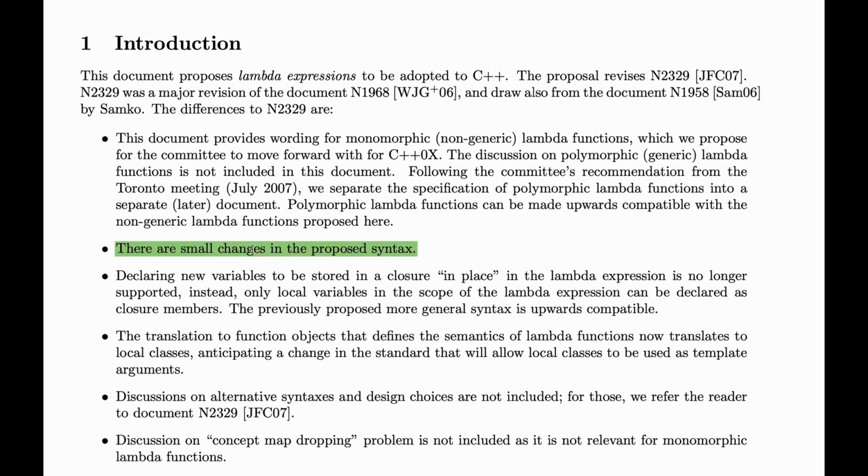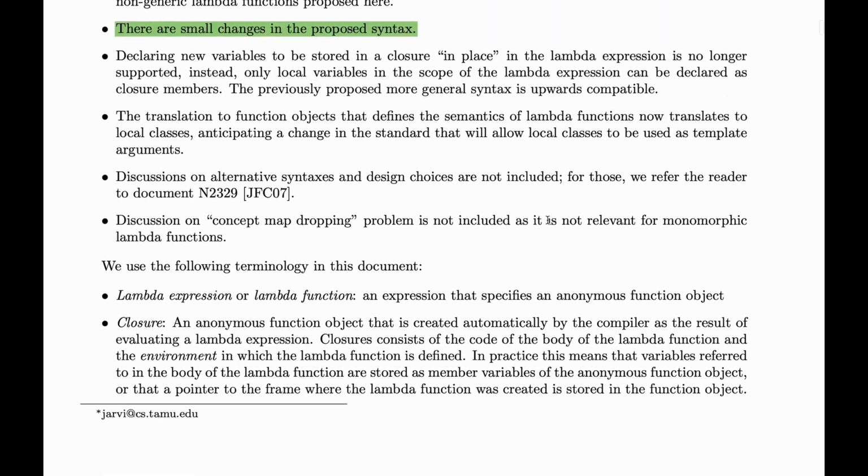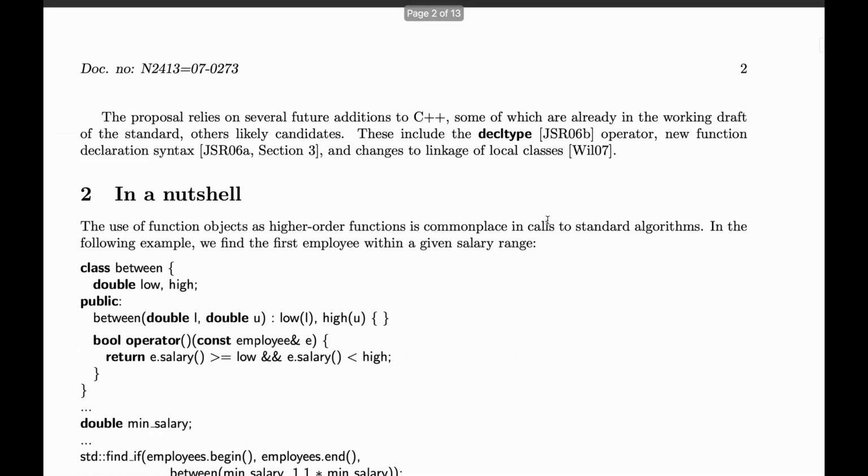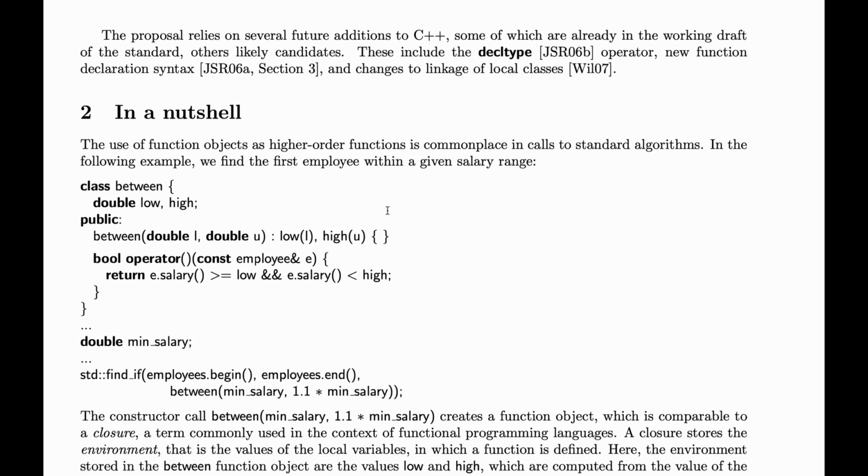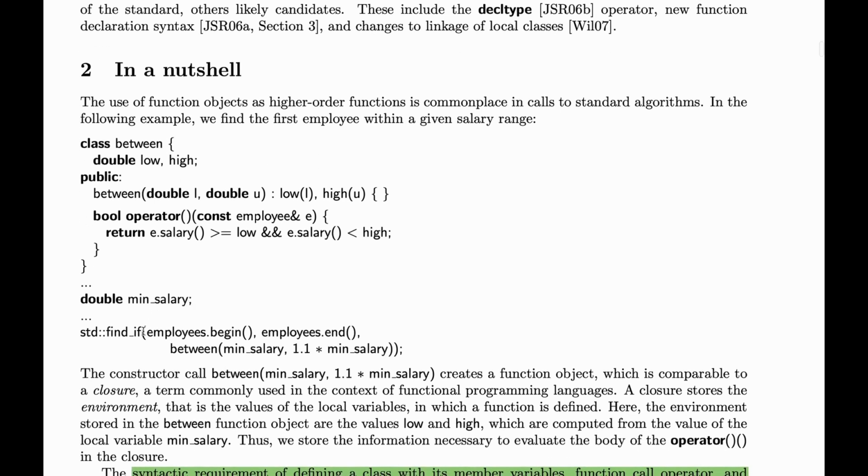And here it clearly states that there are small changes in the proposed syntax, and do note that it is providing wording for monomorphic, that means non-generic Lambda functions, which they also touch upon down below what they actually mean by monomorphic Lambda functions, and I would love to discuss that in this YouTube video. Right, so let's go now to the in a nutshell, right, where they have mentioned a whole use case of using again the find if function that they have also mentioned in the previous proposal, but now it's different.